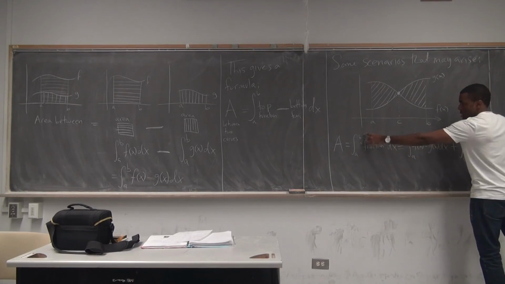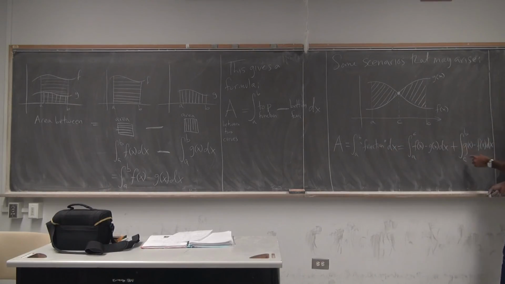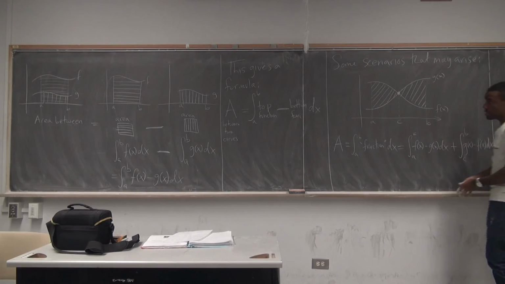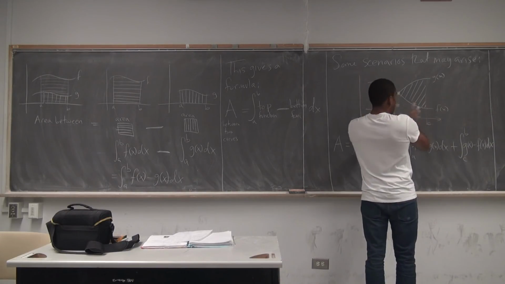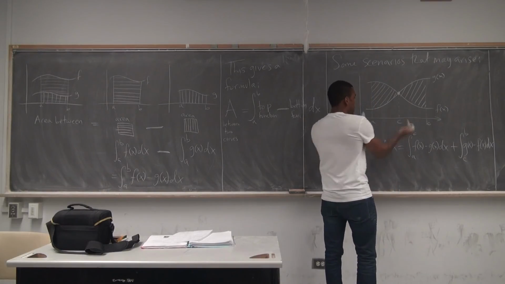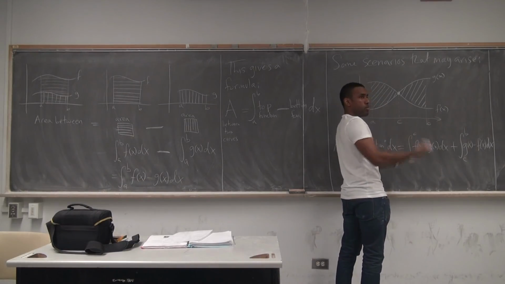The integral from a to b is the integral from a to c plus the integral from c to b. This is kind of the scenario where that concept takes effect, right? It's when you have to break something into two parts, and that's fine. You just do each part one at a time and add them back together.